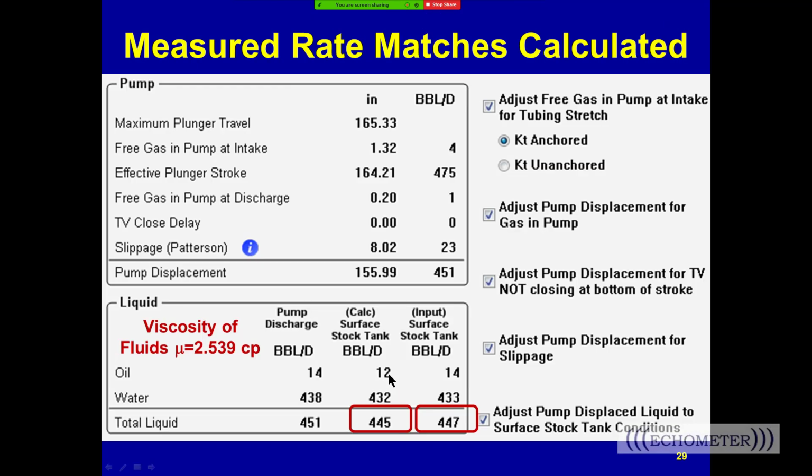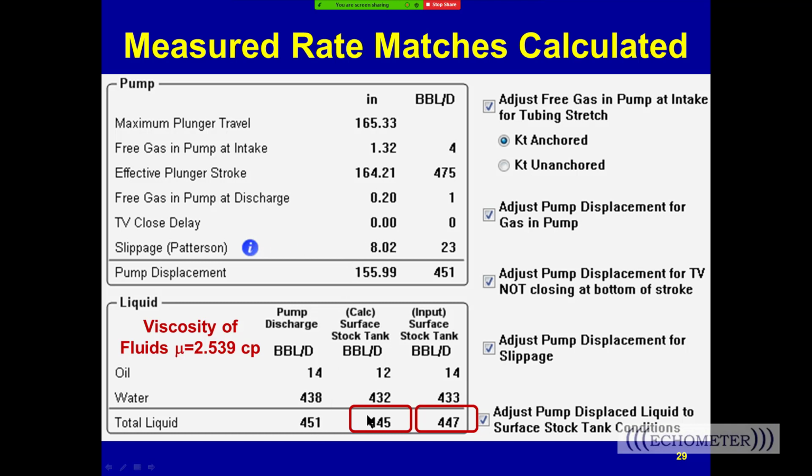So this is the calculations inside the software that we talked about you needed to make. Here's the maximum plunger travel in this different well. Here's the amount of free gas at the pump intake, in inches. Here's the effective plunger stroke. Here's the free gas at the discharge, compressed to a small distance. Here's the slippage based on the pump clearances.